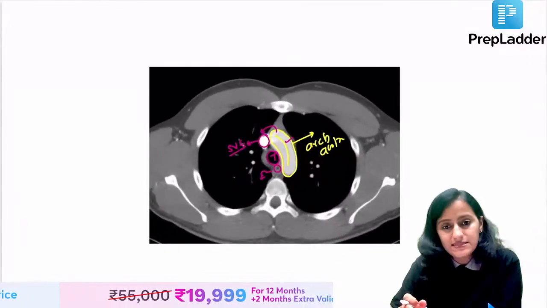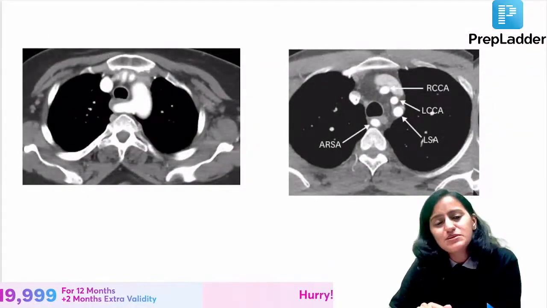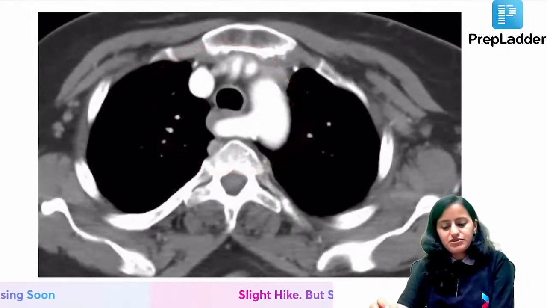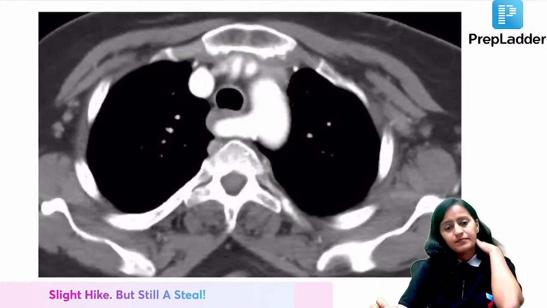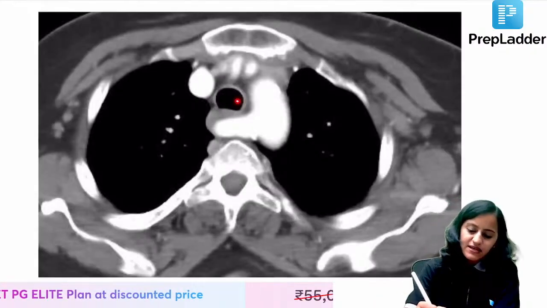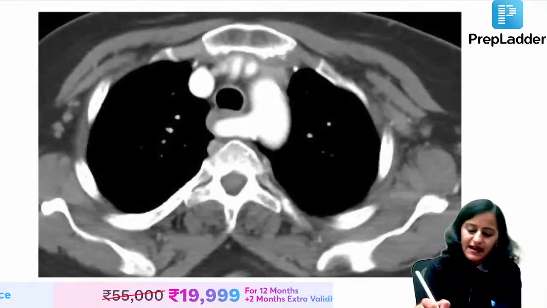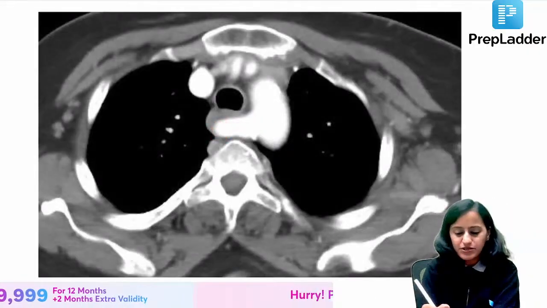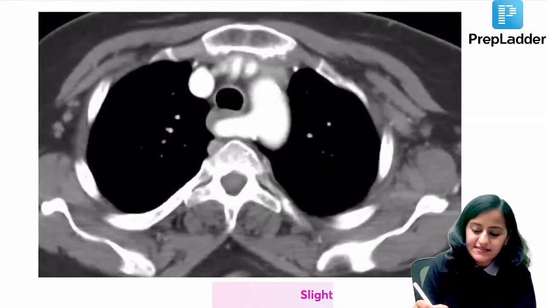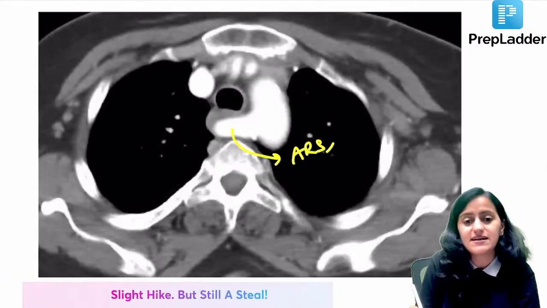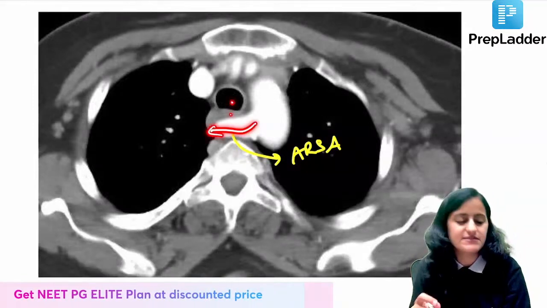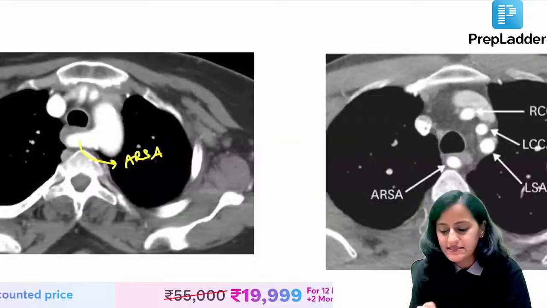Right, this was asked. Now look at this. Again, this was asked in the recent INI-CET exam. Can someone tell me what is abnormal in this image here? This is the trachea, this is the arch of aorta here, and you are seeing a branch coming from the arch of aorta going in front of the vertebra. What is that? Very good. ARSA. Aberrant right subclavian artery, which goes behind trachea and esophagus. That is ARSA, aberrant right subclavian artery.